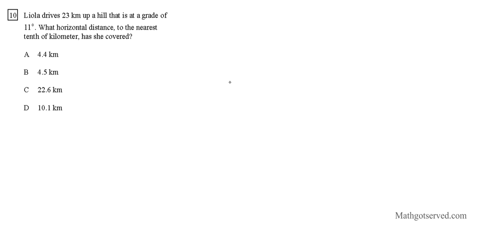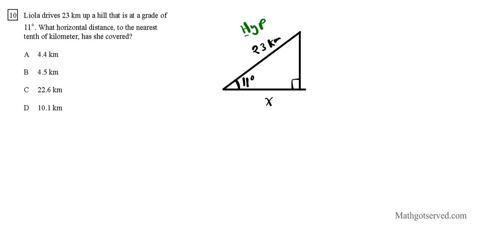So she goes uphill 23 kilometers, and it's at an angle of 11 degrees. So this is 11 degrees right here. This is 23 kilometers. So it says, what's the horizontal distance she covered? So we call this x. Now, since this is the angle under consideration, this is your 90-degree angle. This side up here will be your hypotenuse, and this would be your adjacent.